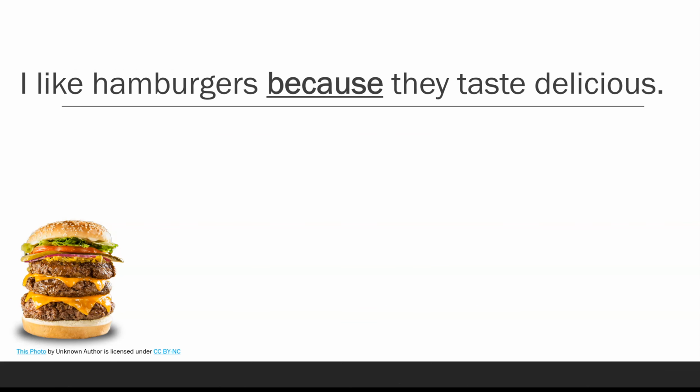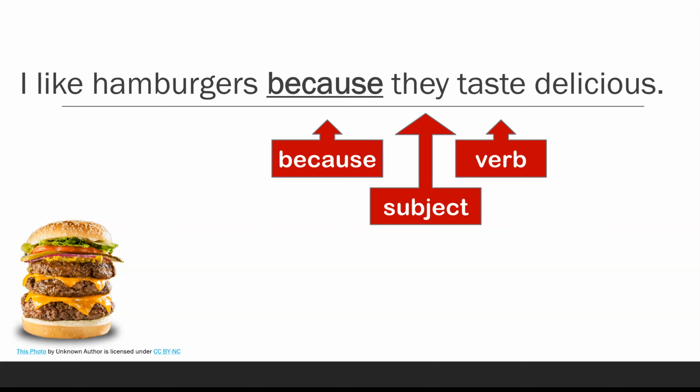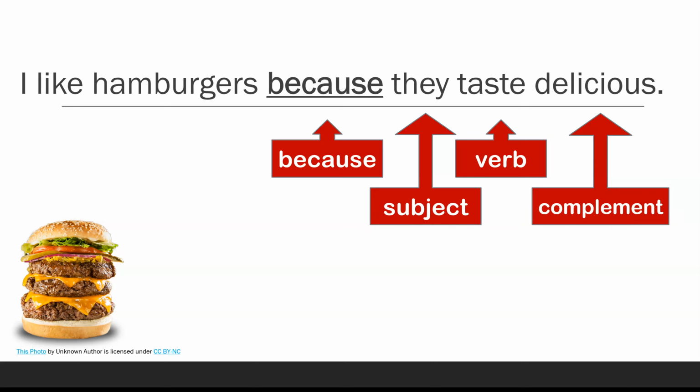Okay, so again we have our sentence. So when we use because, we have subject, verb, and a complement or an object at the end. Remember, it's not necessary to have a complement or object. It's just up to you.